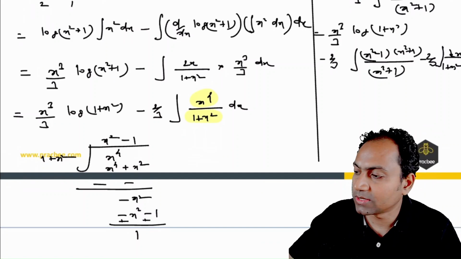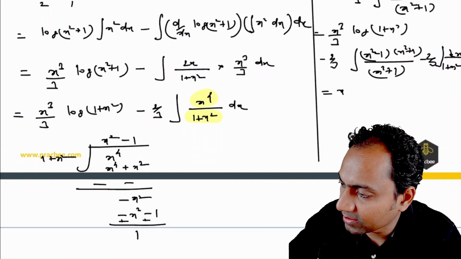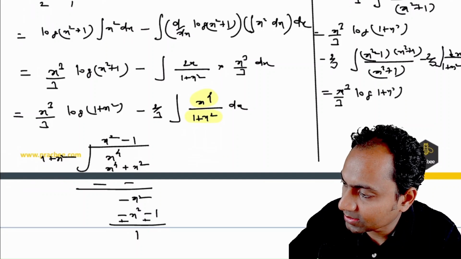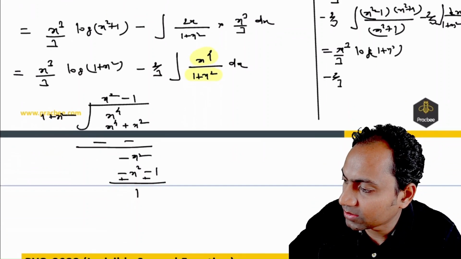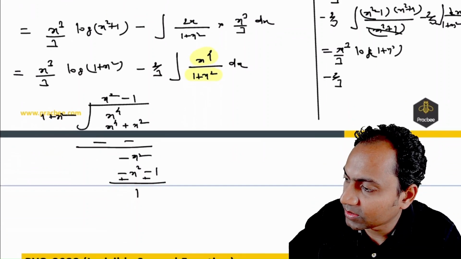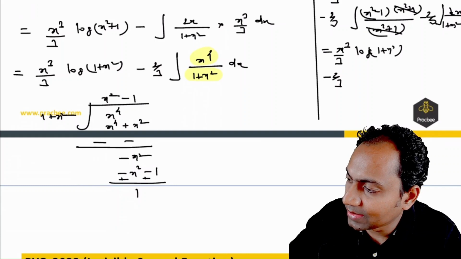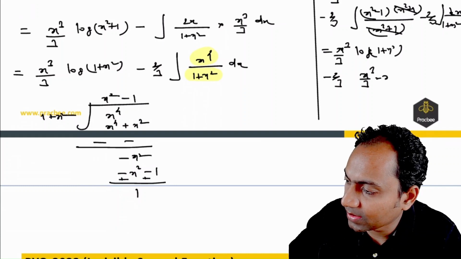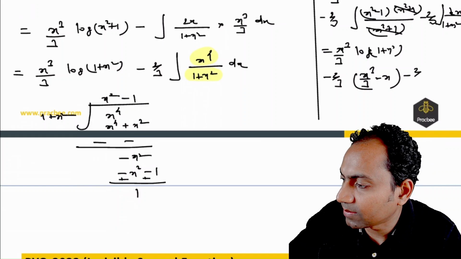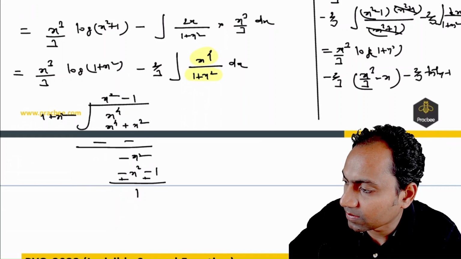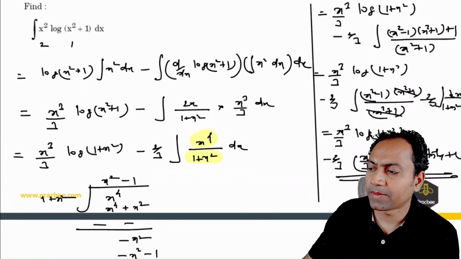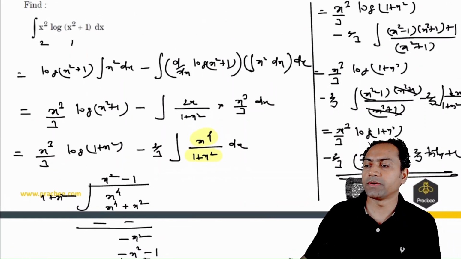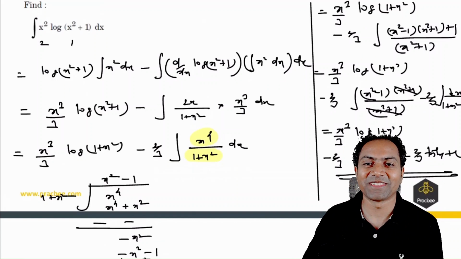So if I do this, our question becomes very simplified. It becomes x cubed by 3 log of 1 plus x square, and then it becomes minus 2 by 3. This 1 plus x square will get cancelled out. This integral becomes x cubed by 3 minus x, and then minus 2 by 3 tan inverse x plus c. So you can see that again by parts, and after by parts, a little bit of what we learned earlier that we have to use and get to an answer.